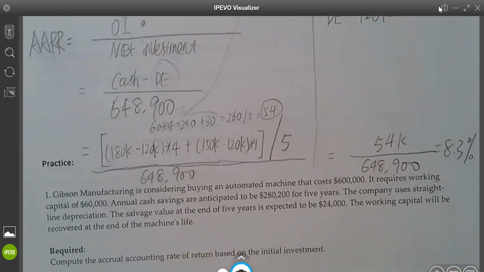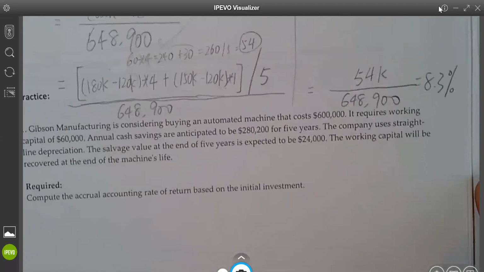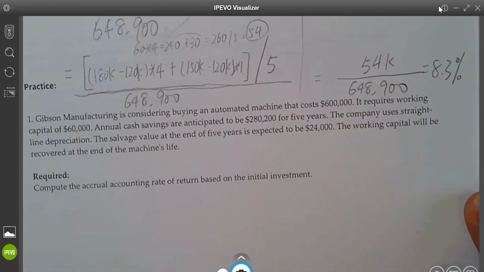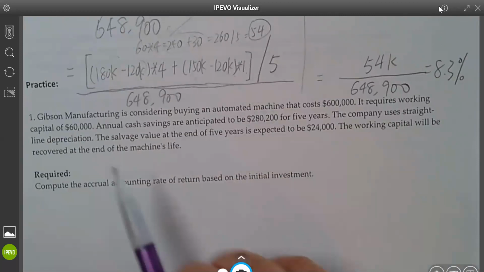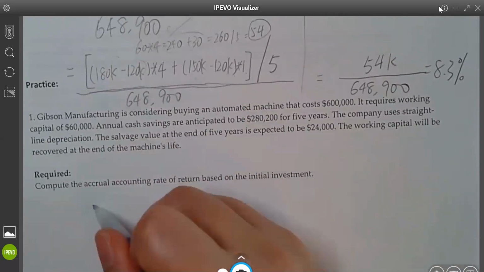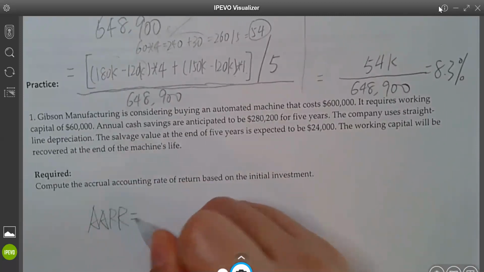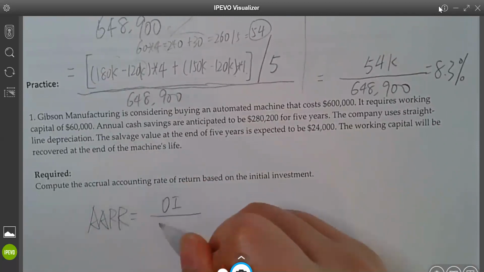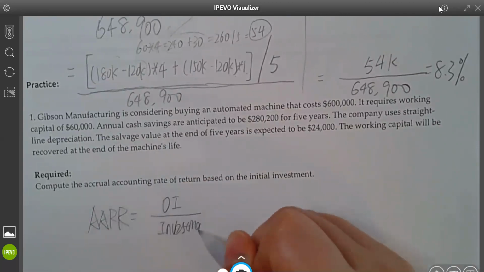Okay, it was kind of hard, right? So we do a practice together. Hopefully you feel better after several practices. You do this, calculate AARR. So let's say this question: operating income divided by your investment. I do this with you.